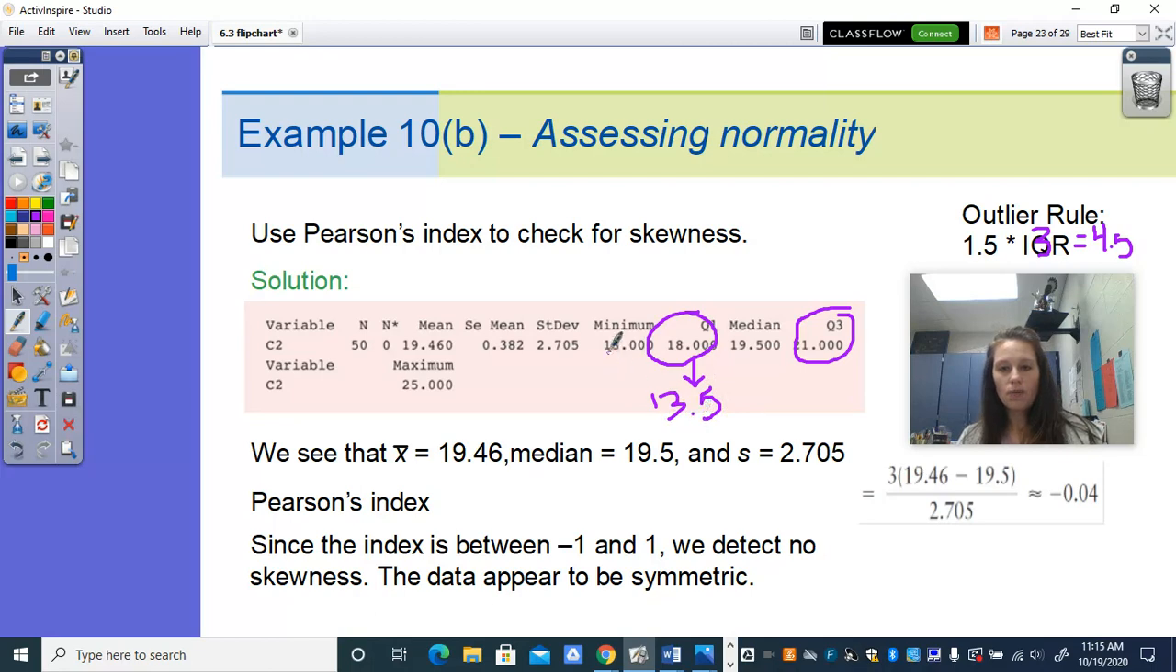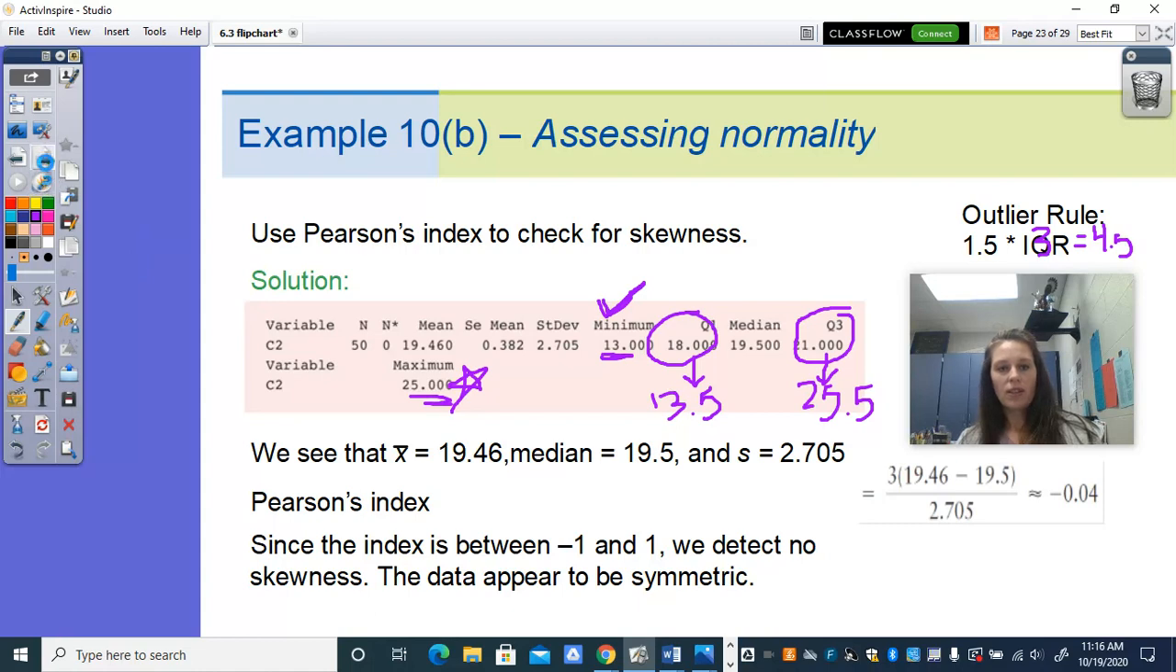So 13.5 would be like the very lowest value we would be allowed. So let's look at our minimum value. Our minimum is 13, meaning that is an outlier. Now for Q3, if we add the 4.5, we get 25.5. And if we have any numbers higher than that, that's considered an outlier. Well, let's look at our maximum is only 25, so that's okay. So what we notice is we do have one outlier in the data, and that's allowed, that's okay.